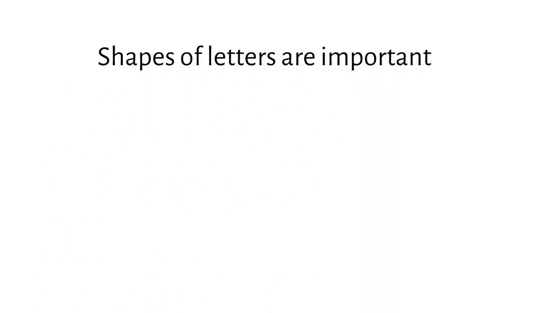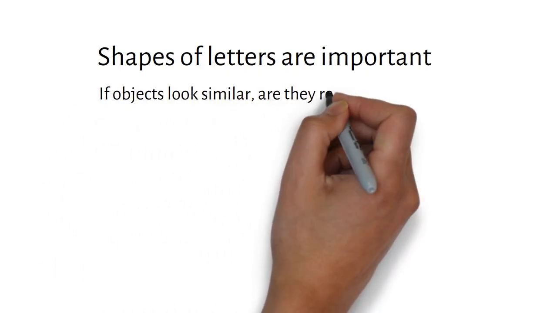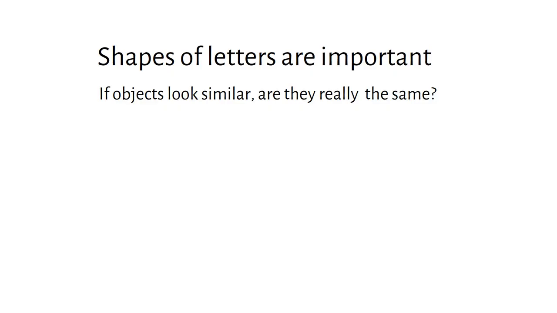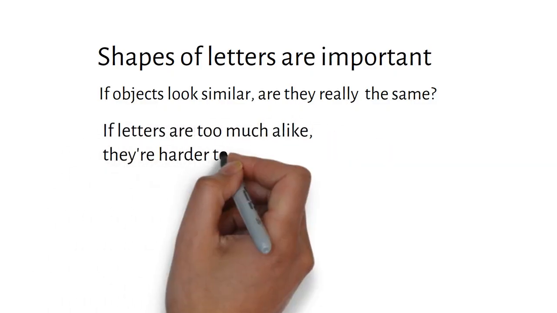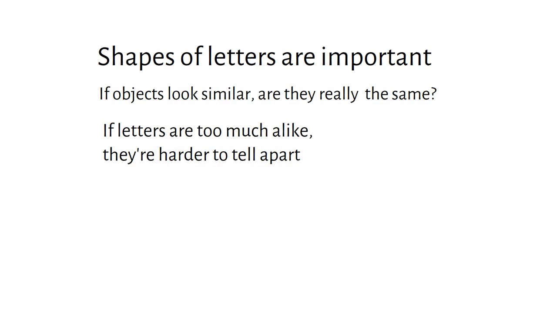You said the shape of a letter is important. Why is that? Our eyes see how objects are different. If objects look similar, we stop to see if they really are the same. If different letters look too much alike, then they are harder for new readers to learn and harder to read. So we want to make letters as different from each other as we can.